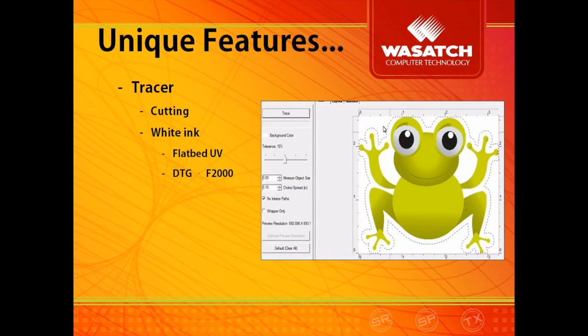Okay, where we went with the tracer is the ability to add extra tools for white ink handling. If you've got a flatbed UV printer, or for example the direct-to-garment F2000 from Epson, you need to be able to print white ink underneath and then the CMYK over the top. Okay, so you can use that tracer again if you don't have a spot color to define where the white will go. The tracer will add that for you.